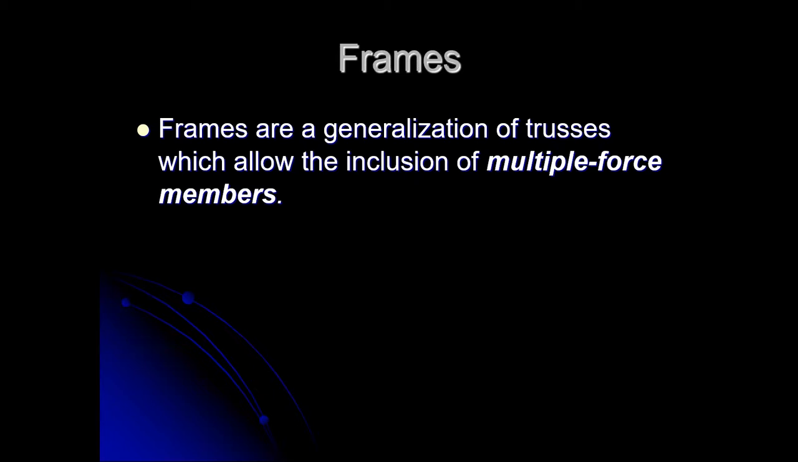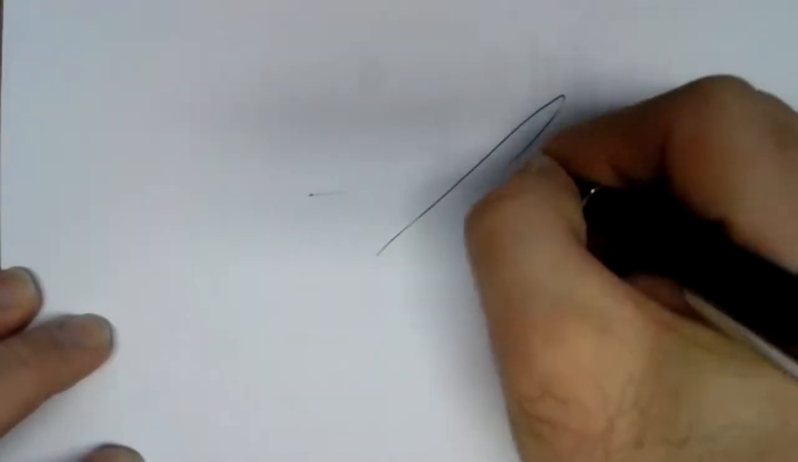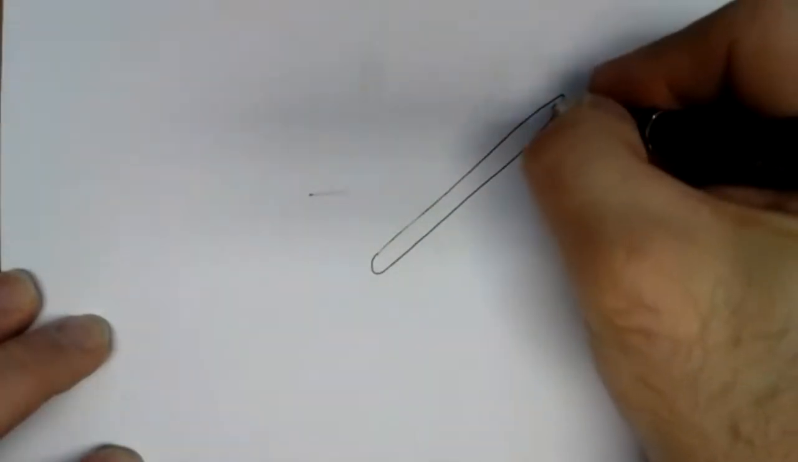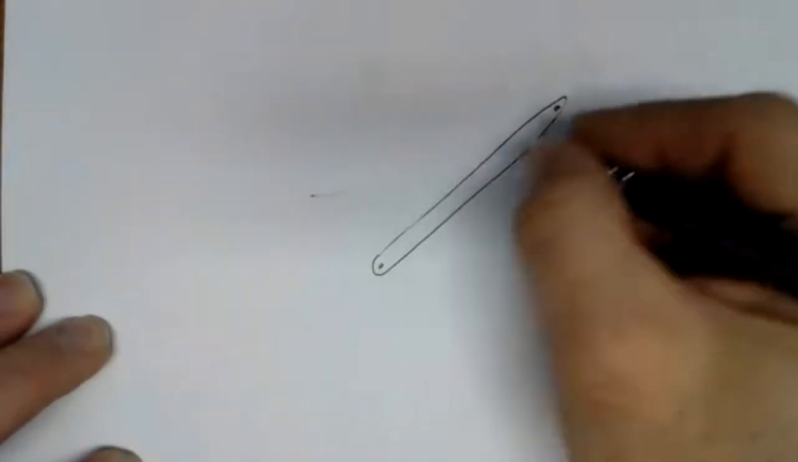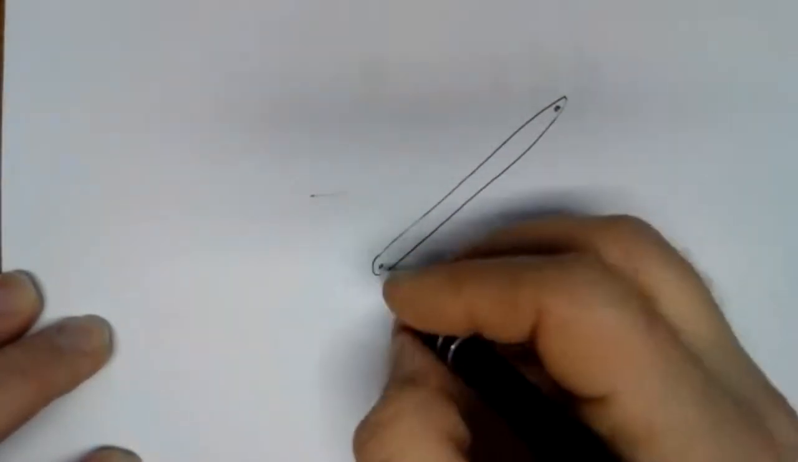So let me go over to the page here, and we'll take a look at what the multiple force member is compared to the two force member. So if this is a truss member, let's just say it's over here somewhere. So this is just one member in the truss. There's a joint at one end, a joint at the other, and we saw that the forces on that member had to be aligned with the member itself.